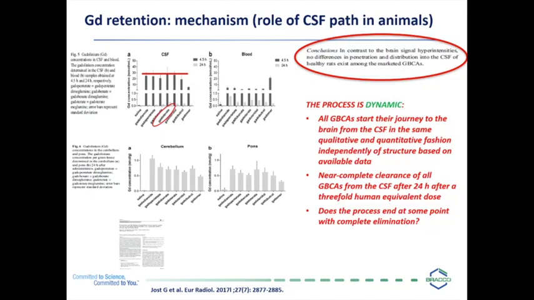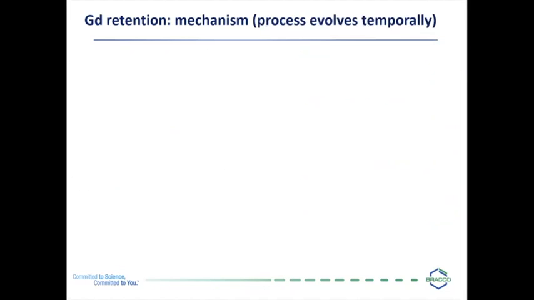It was clear from the study that the process of retention is dynamic and not static. The question that still remains unanswered is, does the gadolinium journey end at a certain point with complete elimination, and when? After days, months, or years? The temporal evolution and dynamicity of the gadolinium biodistribution process through the brain has been demonstrated in a total of 4 animal studies. Results were not always quantitatively consistent, and all studies were performed by different pharmaceutical companies.